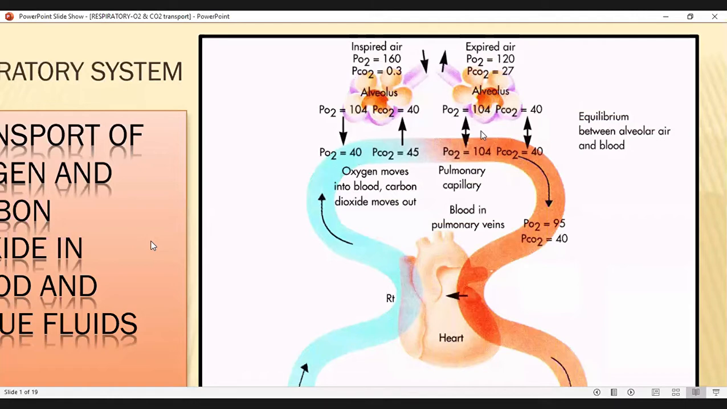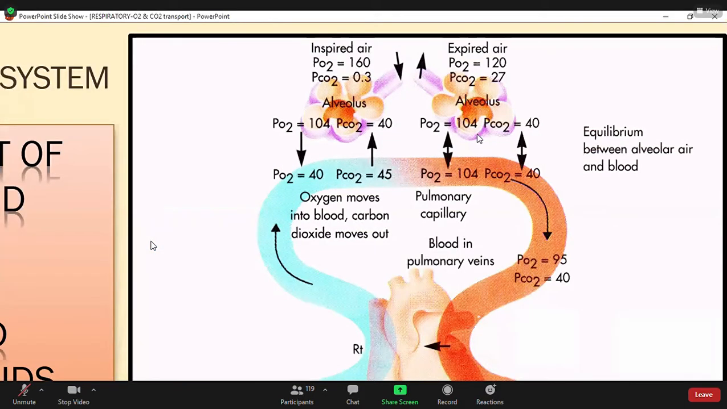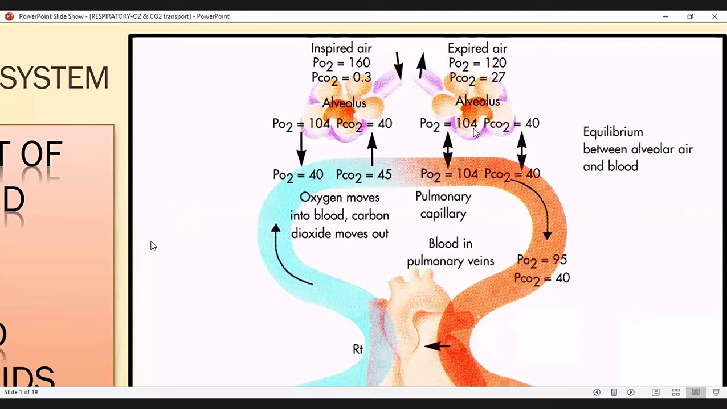Inside the alveolus, the PO2, the pressure of oxygen, is 104 millimeters of mercury. And then that of carbon dioxide is 40, okay? That's in the alveolus. And then the expired air, you notice that the PO2 is 120, while the PCO2 is 27.